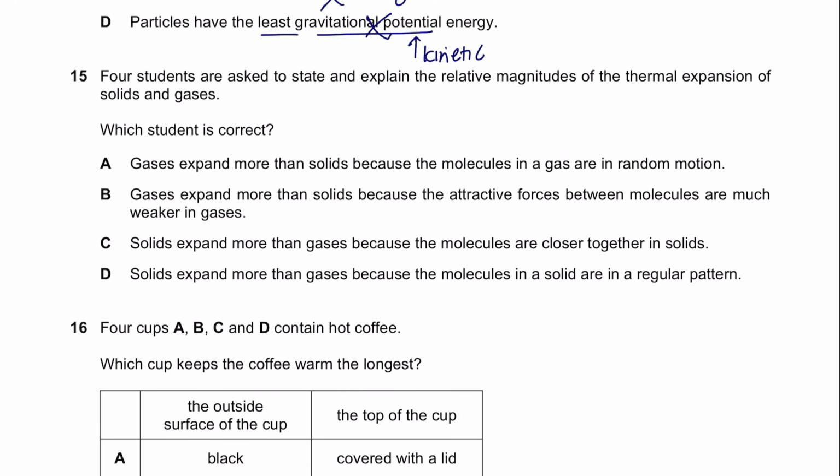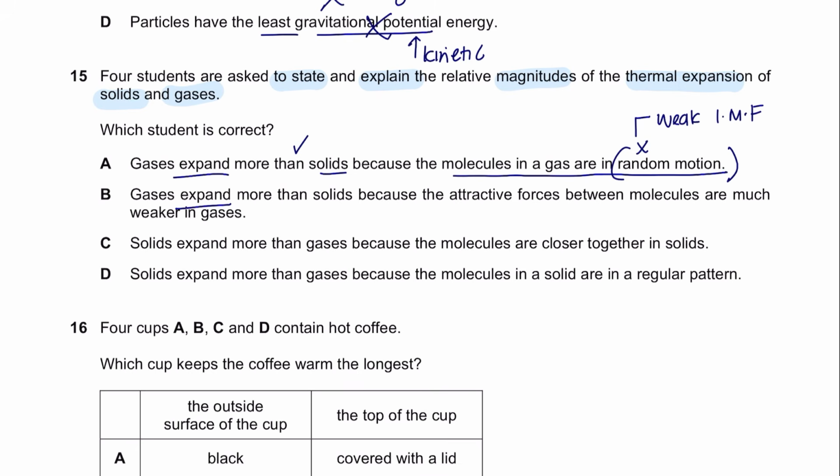Question 15. Four students are asked to state and explain the relative magnitudes of the thermal expansion of solids and gases. Which student is correct? Gases expand more than solids because the molecules in the gas are in random motion. This is correct, they do expand more, but the reason is wrong because the reason they expand is due to their weak intermolecular force.